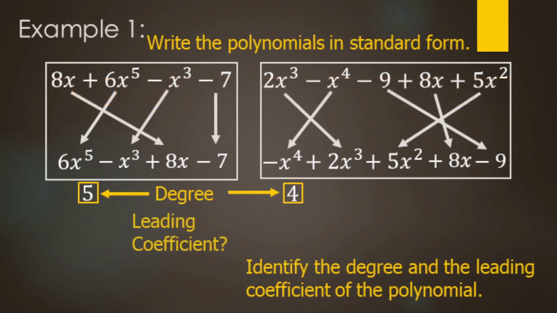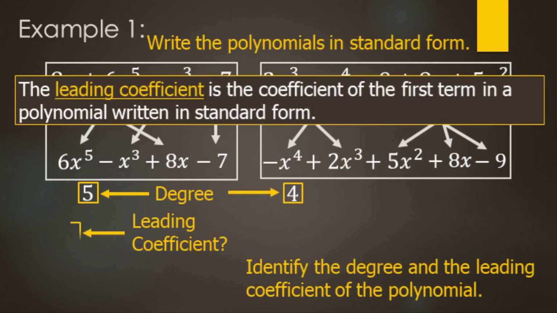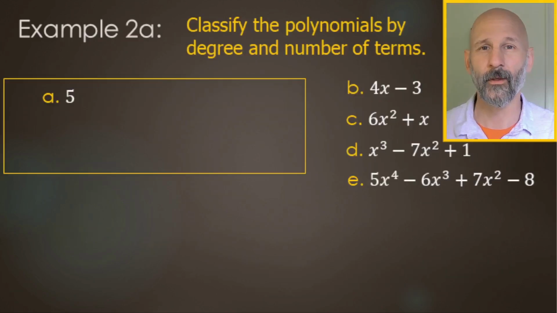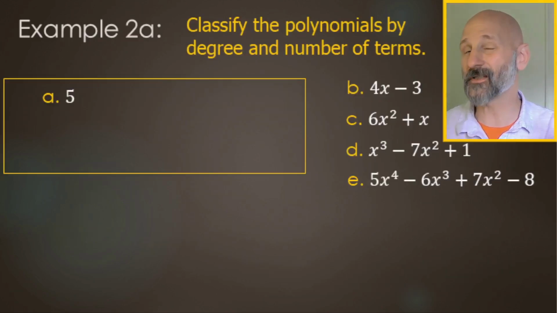Next up, we're looking at the leading coefficient. So coefficients, that's the number being multiplied to the variable. So on the one on the left, that's going to be a 6, x to the 5th. So the 6 is the leading coefficient. And then on the right one, that's a negative x to the 4th. So we don't normally write negative 1 x to the 4th, but it is going to be a negative 1 for the leading coefficient.